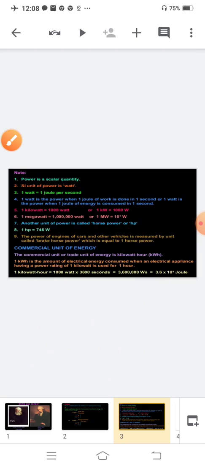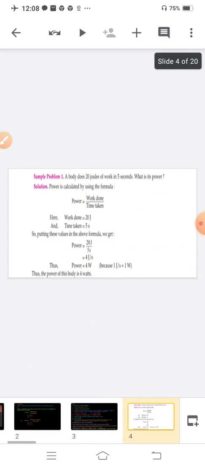Is this clear? So if I ask what is the commercial unit of energy, what will you say? You will say that the commercial unit of energy is kilowatt hour. Is this clear? Now some problems are there.